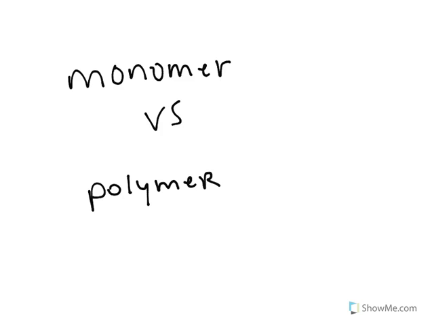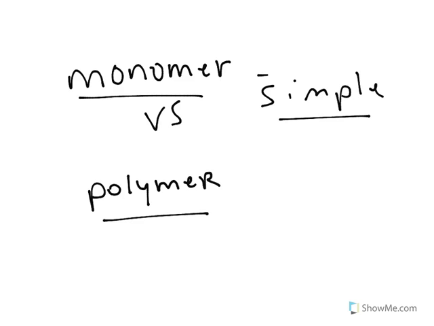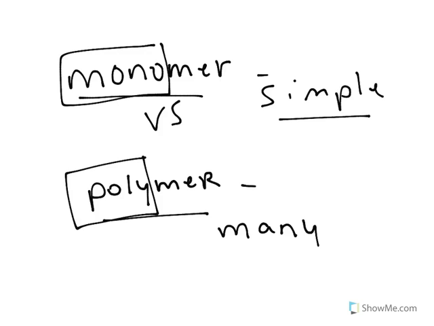Some terminology you need to be familiar with is a monomer versus a polymer. A monomer would be a simple subunit of one of these organic compounds, whereas a polymer is many. So remember, poly means many, whereas mono is singular.